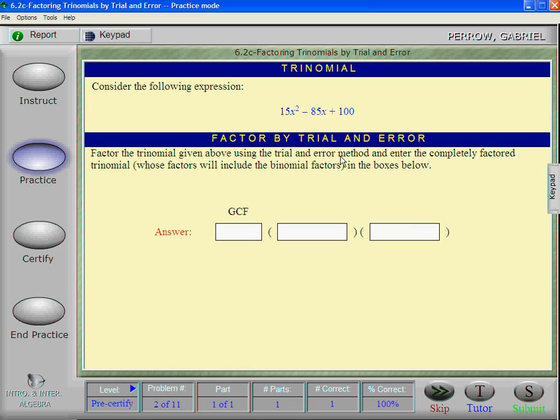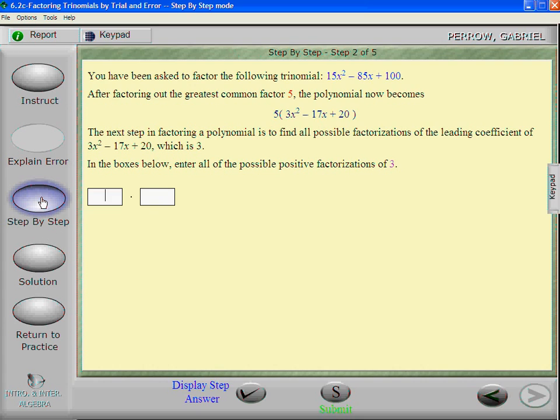You still have to look at the problem and say, is there anything common? They give you a box for this in this example to say, okay, greatest common factor between 15, 85, and 100. It looks like 5 is going to work there. But let's go into the tutor mode to really see it done out. They actually already do that for us, right? They identify the 5. They say, I pull out a 5, I'm going to have 3x squared minus 17x plus 20 left in the parentheses.